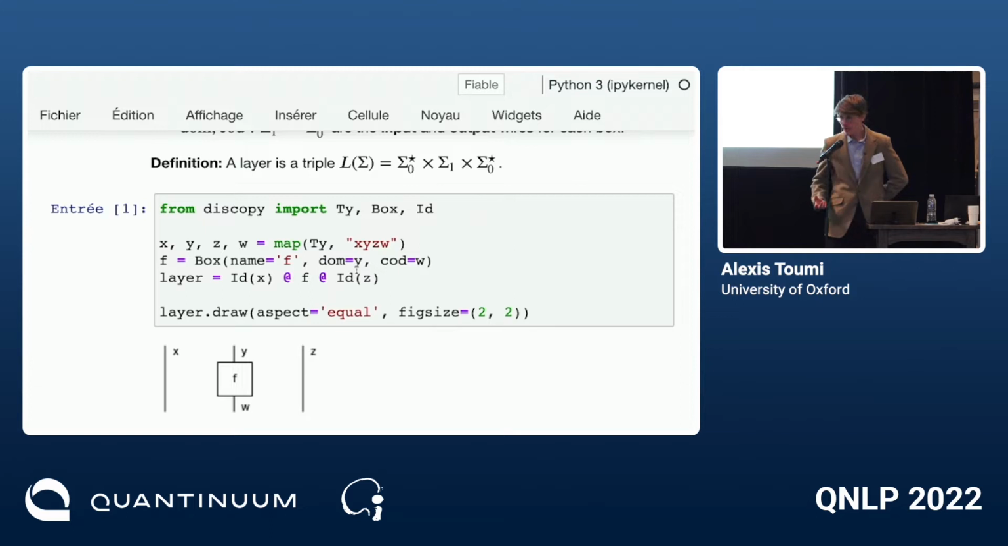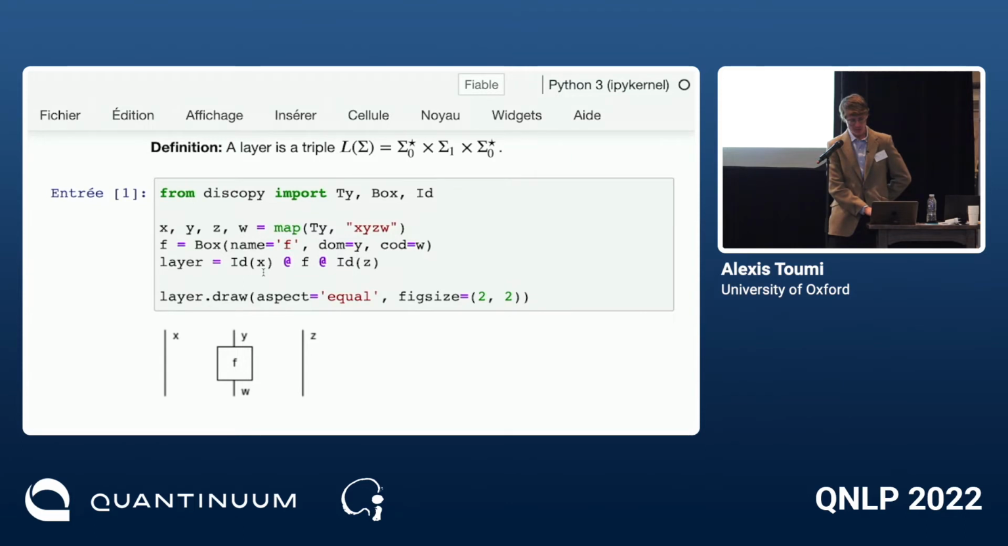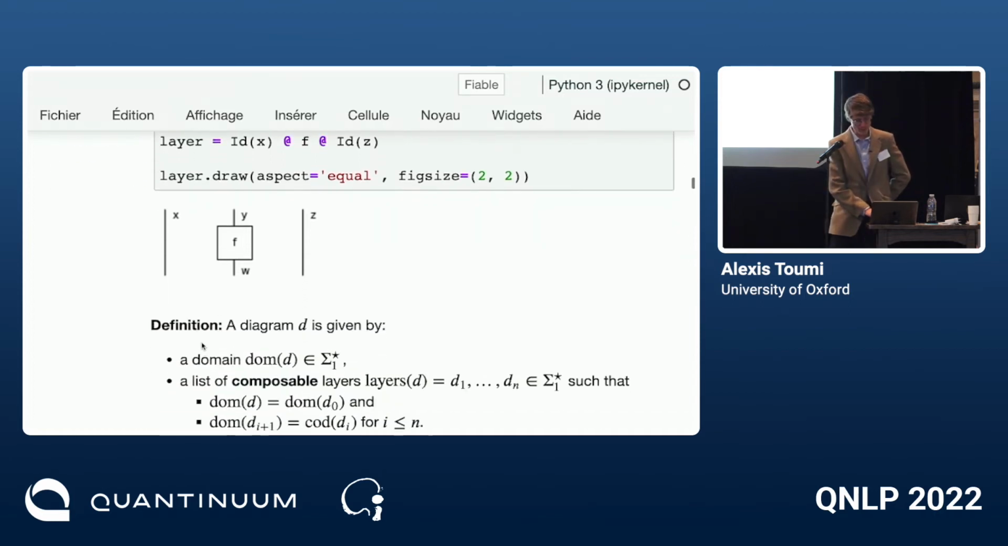So you start with some types, x, y, z, w. A box, f, will have some domain, y, and some codomain, w, so the input and output wires. And then you put it next to an x on the left and a z on the right, and you get a little layer. So you can draw this layer, but you can also store it as a piece of Python.